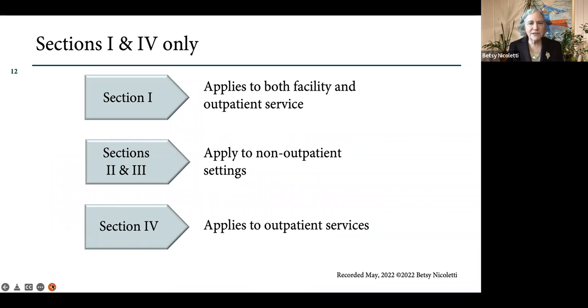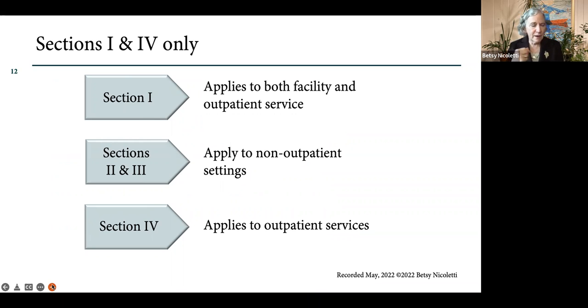So this is a clearer slide. Section 1 applies to both facility and outpatient. Sections 2 and 3 apply to these non-outpatient settings. And section 4, if you're coding for a medical practice, applies to you, outpatient settings.